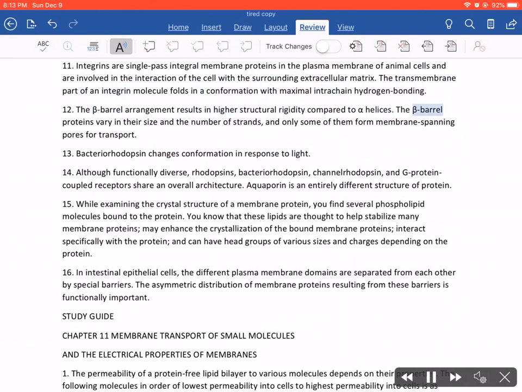The β barrel proteins vary in their size and the number of strands, and only some of them form membrane-spanning pores for transport. 13. Bacteriorhodopsin changes conformation in response to light. 14. Although functionally diverse, rhodopsins, bacteriorhodopsin, channelrhodopsin, and G-protein coupled receptors share an overall architecture. Aquaporin is an entirely different structure of protein.